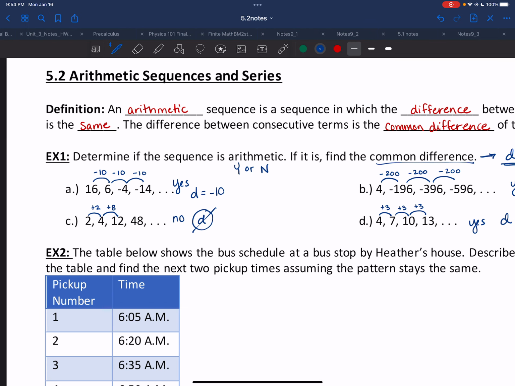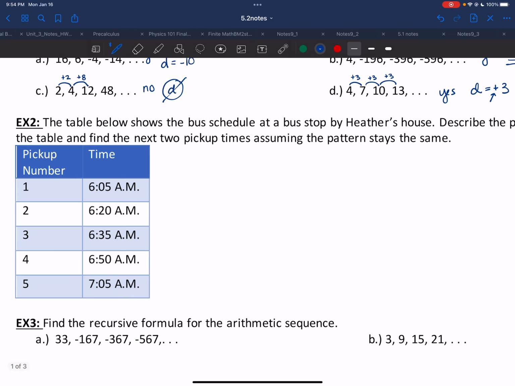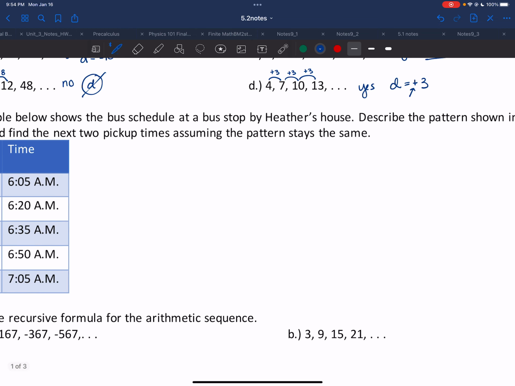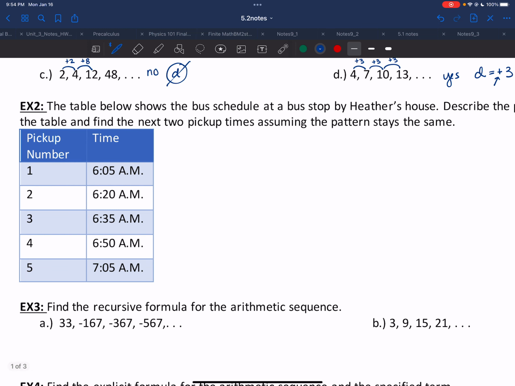Okay, so let's see what this girl Heather is up to. The bus schedule at a bus stop by Heather's house. Describe the pattern shown in the table and find the next 2 pickup times, assuming the pattern stays the same. Okay, so we have 5 pickup times, so we need the 6th one and the 7th one. Let's see if we can find a pattern.